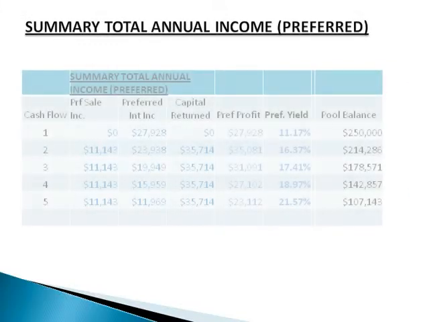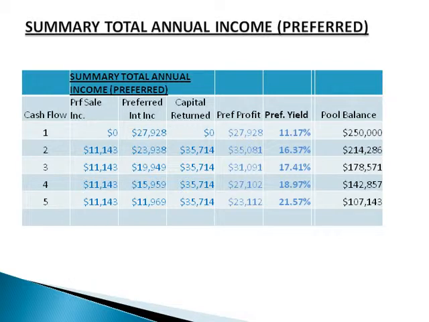So the summary on the annual income: in year one, there's no sales, so it's no money on the sales, but they get their $27,000 in interest income. So that again leads to a yield of about 11.17%. And then we're saying each year after that, one house sells, so you can see it goes to 16%, 17, 18, 21, and that's because that pool balance is being radically reduced with each payment.